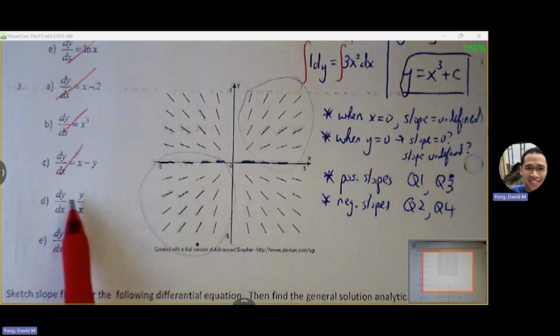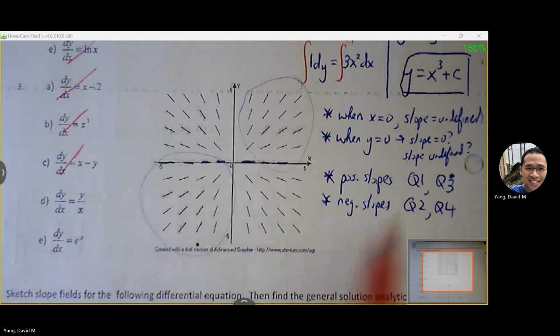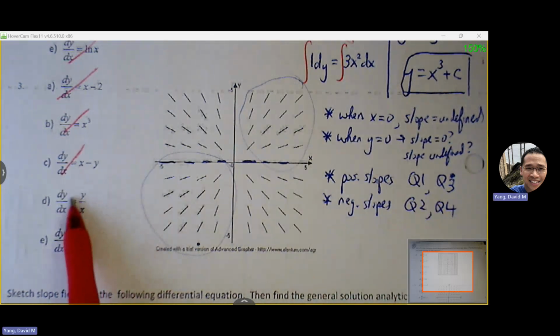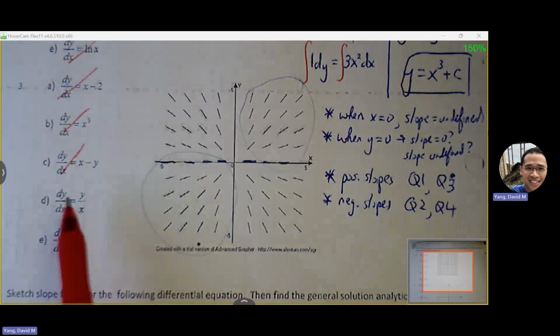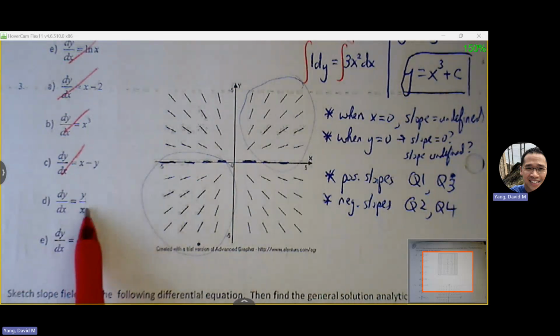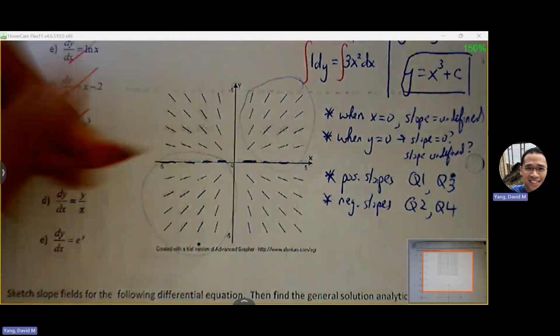So this one could work, right? When x is 0, slope is undefined. When y is 0, it could be slope 0. When I'm in the first and third quadrant, positive over positive, or negative over negative, that will always return me a positive number. Negative slopes in second and fourth quadrant. If I do positive over negative or negative over positive, that's negative. So it looks like this could be a good fit.